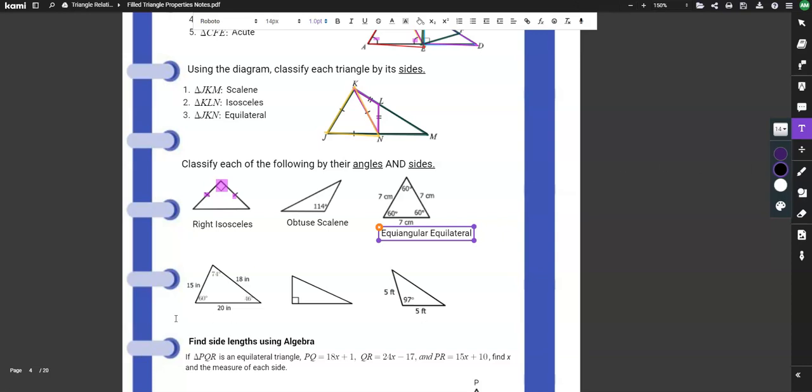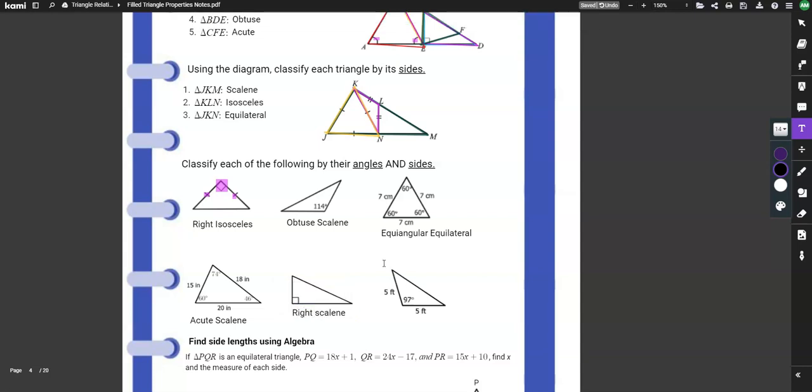Our next example down here, we have a triangle that has 60 degrees, 74 degrees, and 46 degrees. And all 3 sides are different. So this is an acute scalene. Our next triangle has the right angle marking, but it doesn't give me any side lengths. So again, I have to assume the side lengths are different. So this is going to be right scalene.